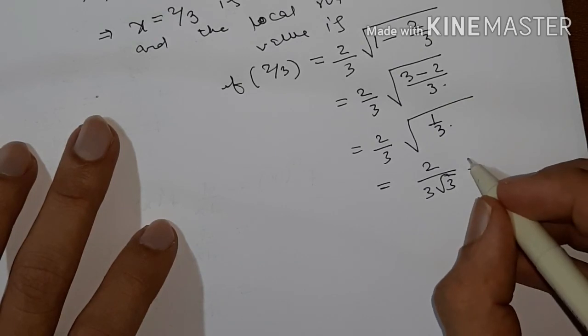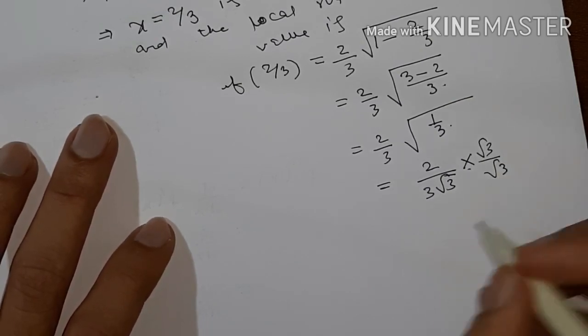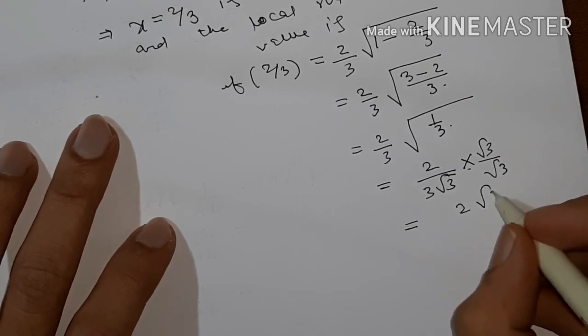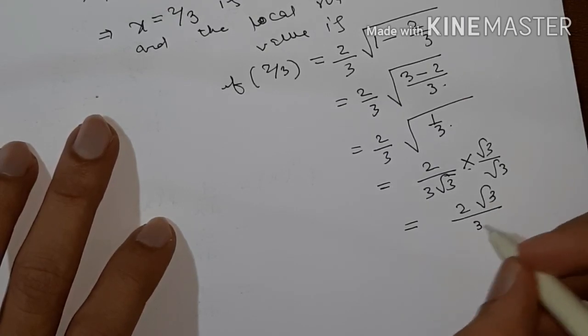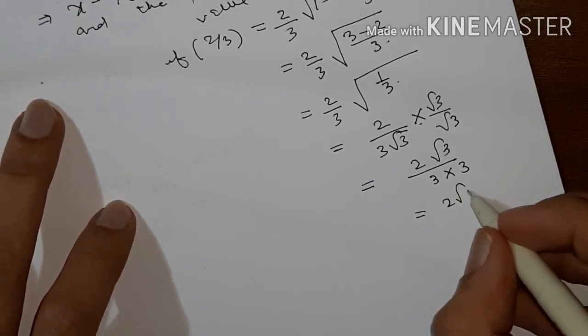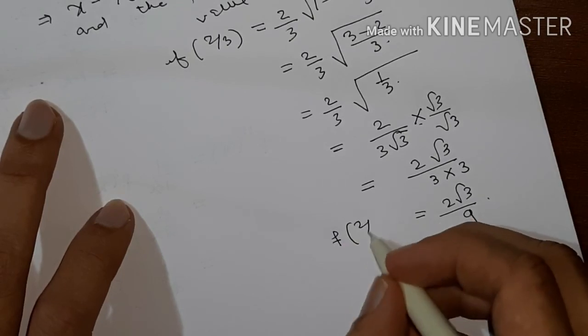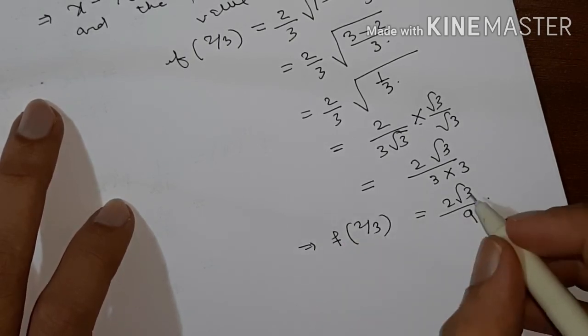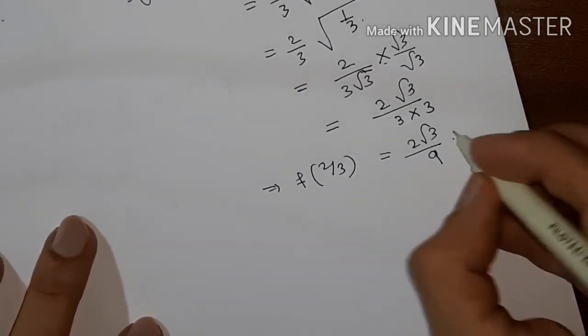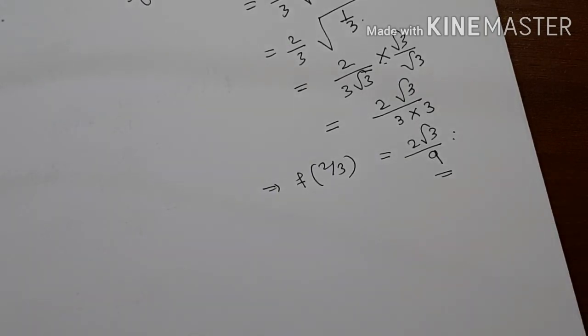Now if we rationalize this, what do we get? Root of 3 divided by root of 3, right? So that is 2 root 3 divided by 3 multiplied by 3. So it is 2 root 3 divided by 9. So f of 2 by 3 is 2 root 3 divided by 9. So that is the solution of the 8th problem of the 3rd.